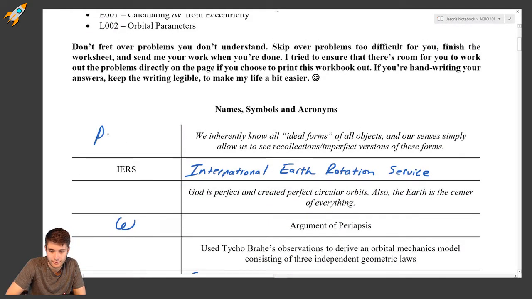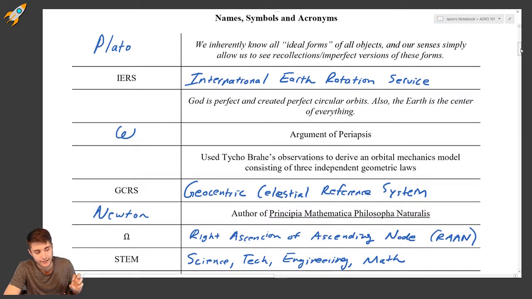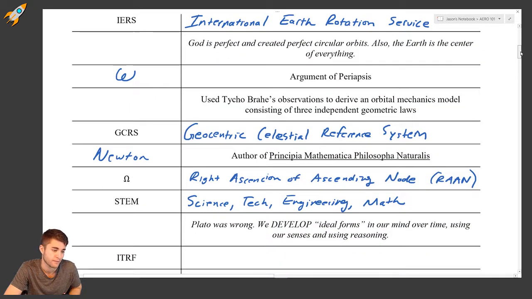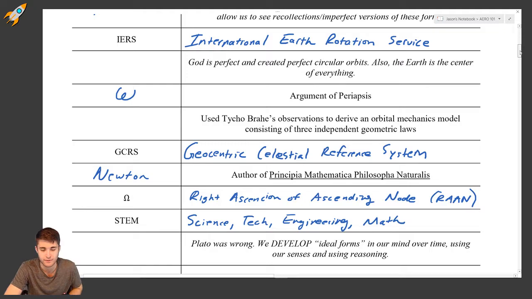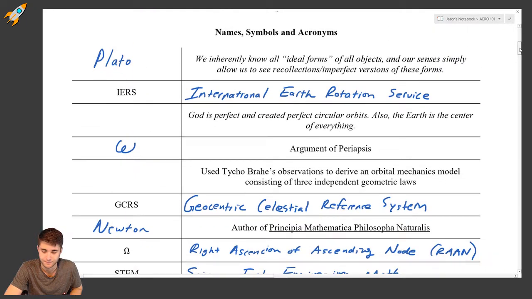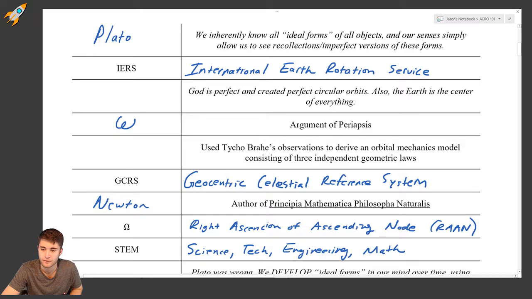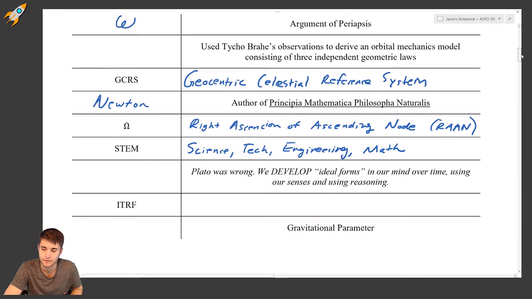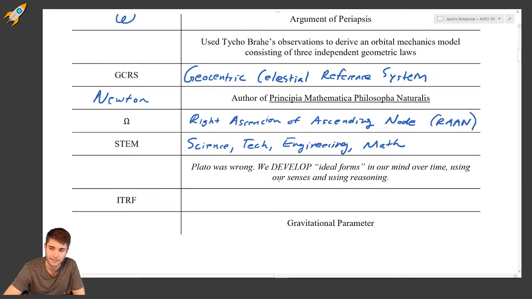Plato said that we inherently know all of these ideal godly forms, forms meaning anything, objects or mathematical models, it doesn't matter. But our senses are just recollections of them over time, right? Saint Agostino? Not quite, Mr. CAB. Not quite. Mr. Cab, got it now. The second one is not quite St. Agostino. I think it was around the same time, but not quite. So Plato was wrong. We develop these ideal forms over time, using our senses.